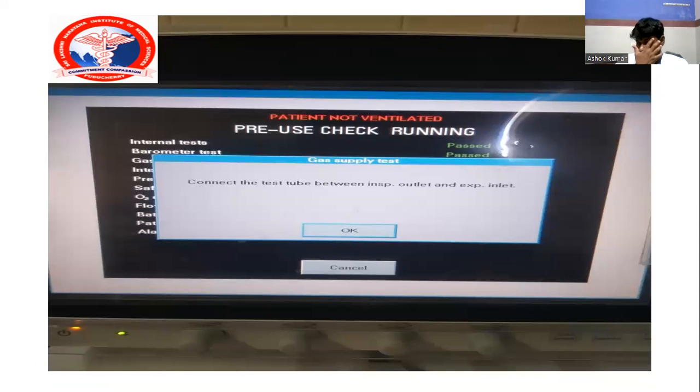Then connect the test tube between the inspiratory outlet and the expiratory inlet. From the machine source, the inspiratory end of the ventilator is connected to a small tube, which is connected to the humidifier. From the humidifier, the inspiratory tube arises, and the inspiratory tube is connected to the Y piece. The other end of the Y piece is connected to the expiratory tube, which is connected to the expiratory gasket, and the expiratory gasket is attached to the ventilator. This is a complete circuit of the mechanical ventilator.